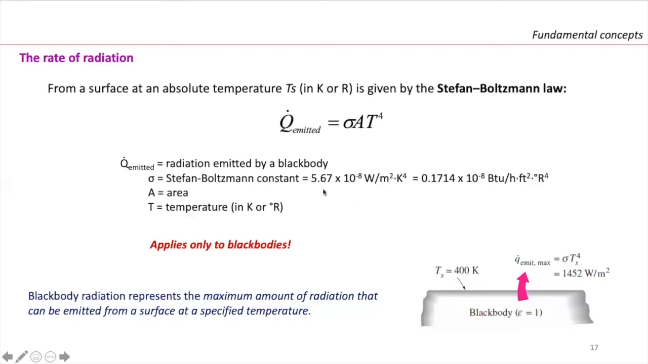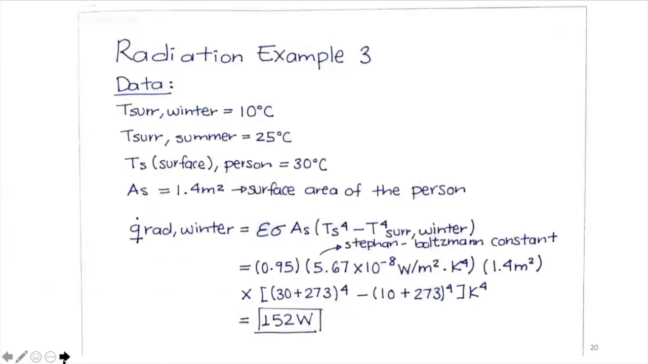That is the Stefan Boltzmann constant, and I put here the values of that constant for you in international system and in English system, times the area, times the temperature, very important, temperature in absolute scale, either Kelvin or Rankine, to the fourth. For winter, we have the temperature of the surroundings being 10. The temperature of the surroundings in summer, 25. The surface temperature of the person, 30 Celsius. And the person has a surface area of 1.4 meters squared.